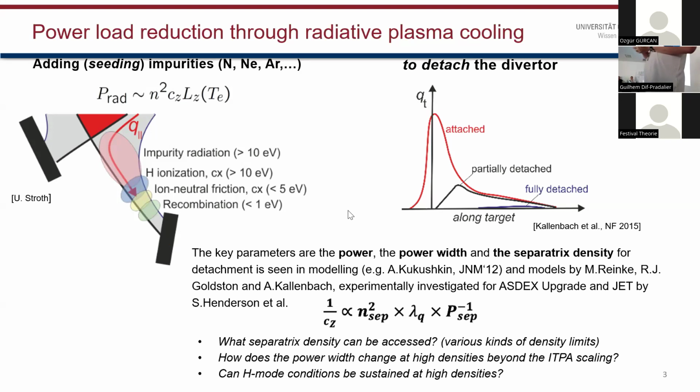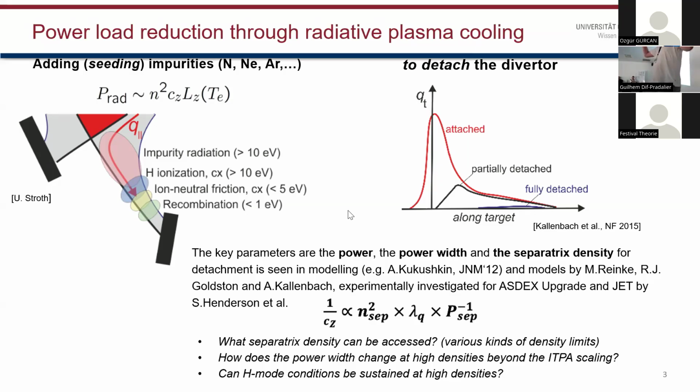Power load can be reduced through radiative cooling. This was also introduced a little bit later. So you introduce some special impurities, neon, argon, and so on, and each has its temperature range where it can radiate, usually above some tens of electron volts. If you manage to get the impurities into some parts of the divertor and they do not leak into the machine, then you may radiate the power away. Of course, if you need to radiate more power, you need more impurities, so it depends a lot again on the power.